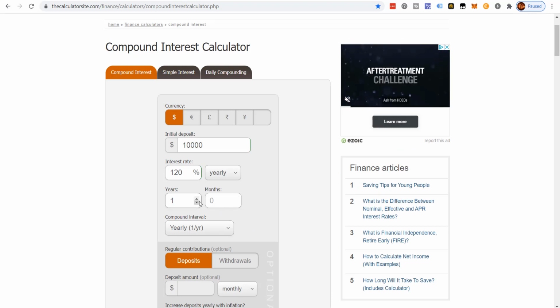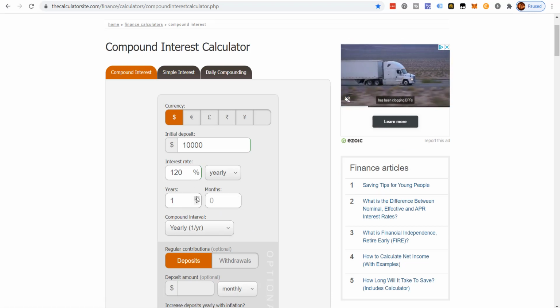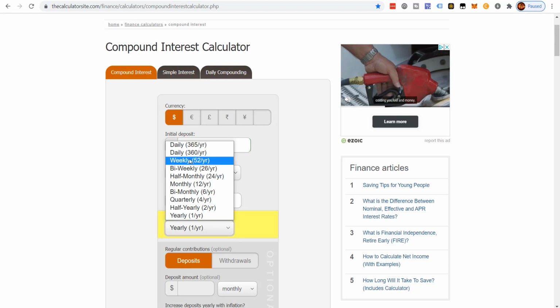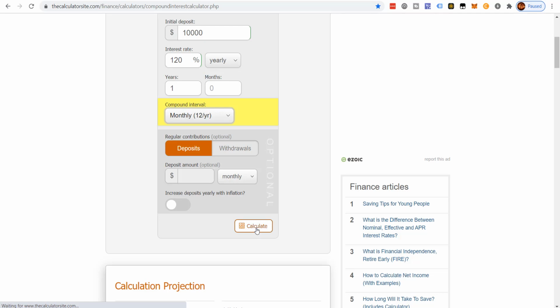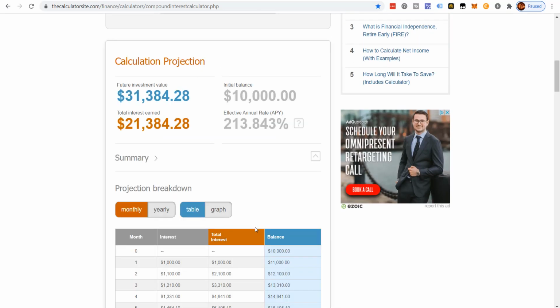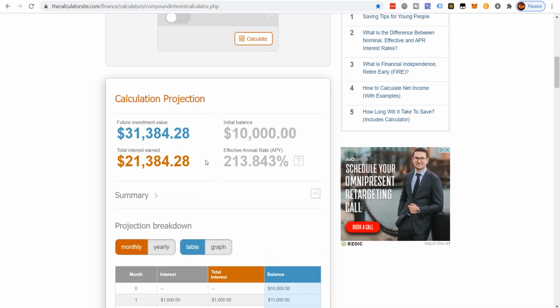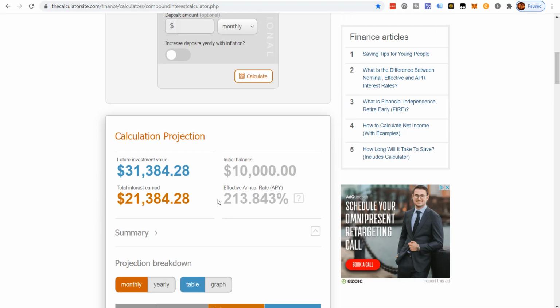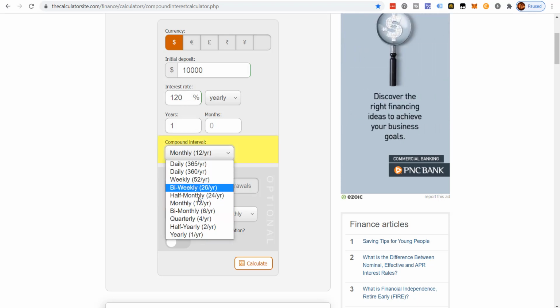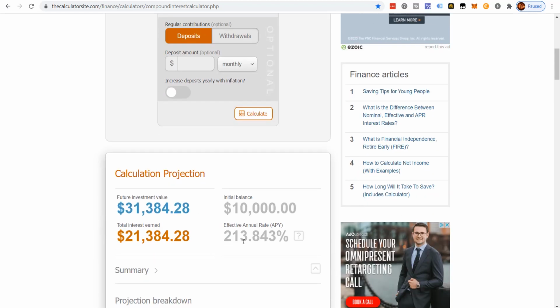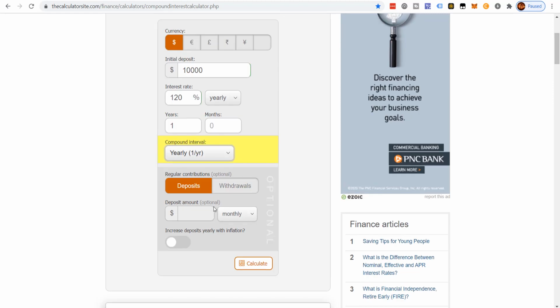But if you're compounding monthly, then we will take this to monthly. Look at how much higher it is. 213% APY. So let's look at that again. If you were compounding yearly, your APR is still 120. You're still getting a 120% interest rate.